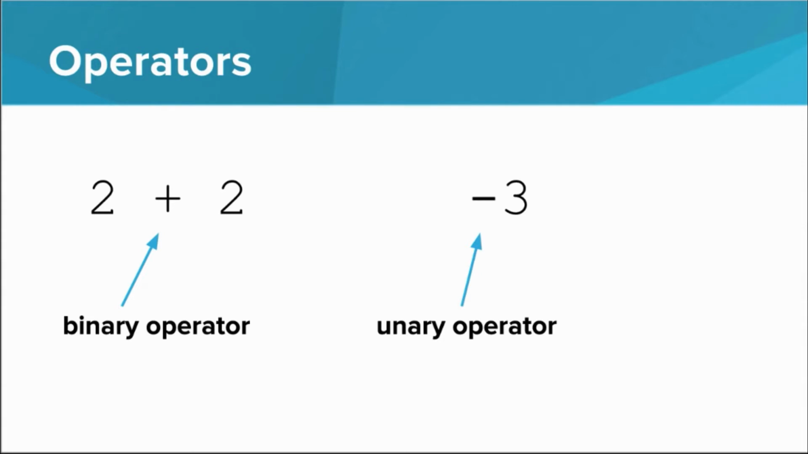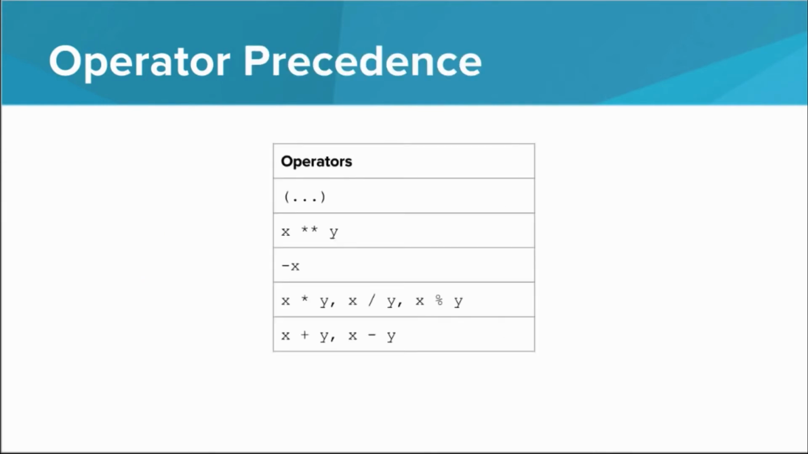Most of the operators occur between two things, a left side and a right side, and these are called binary operators. An important concept related to mathematical operators is the idea of operator precedence. This is a set of rules that determines when different pieces of an expression get evaluated. You might remember this as PEMDAS from algebra.